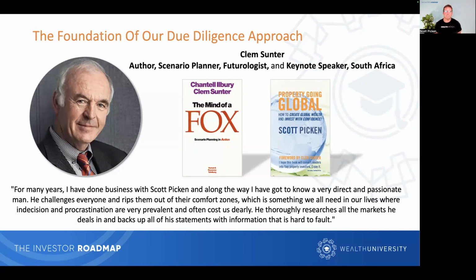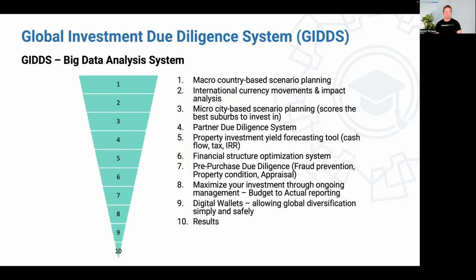Why don't we write a book to teach people how to do it, how to find the right information, how to be able to ask the right questions, etc. That then evolved into GIDS, which is our global investment due diligence system, which is a 10-layered system to be able to make the right decisions.